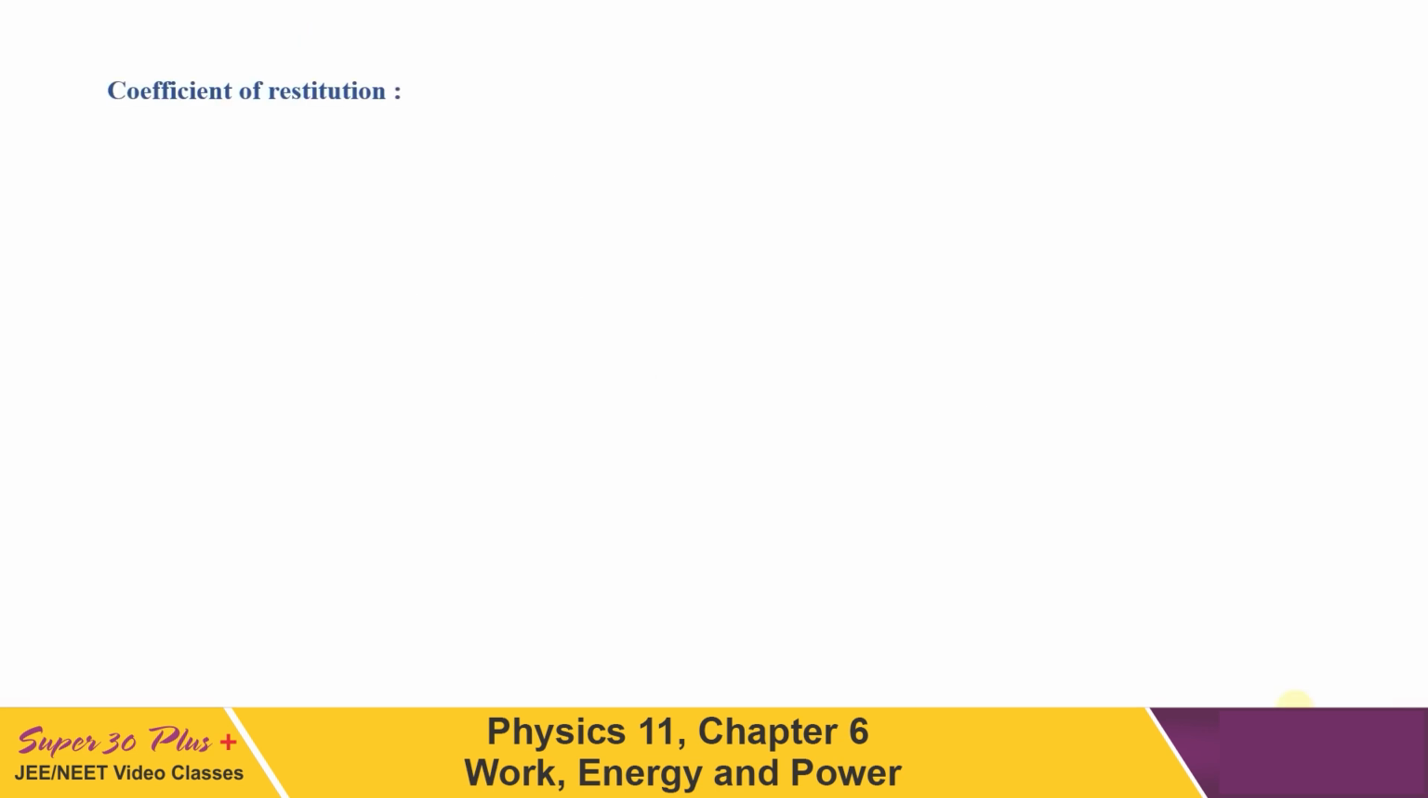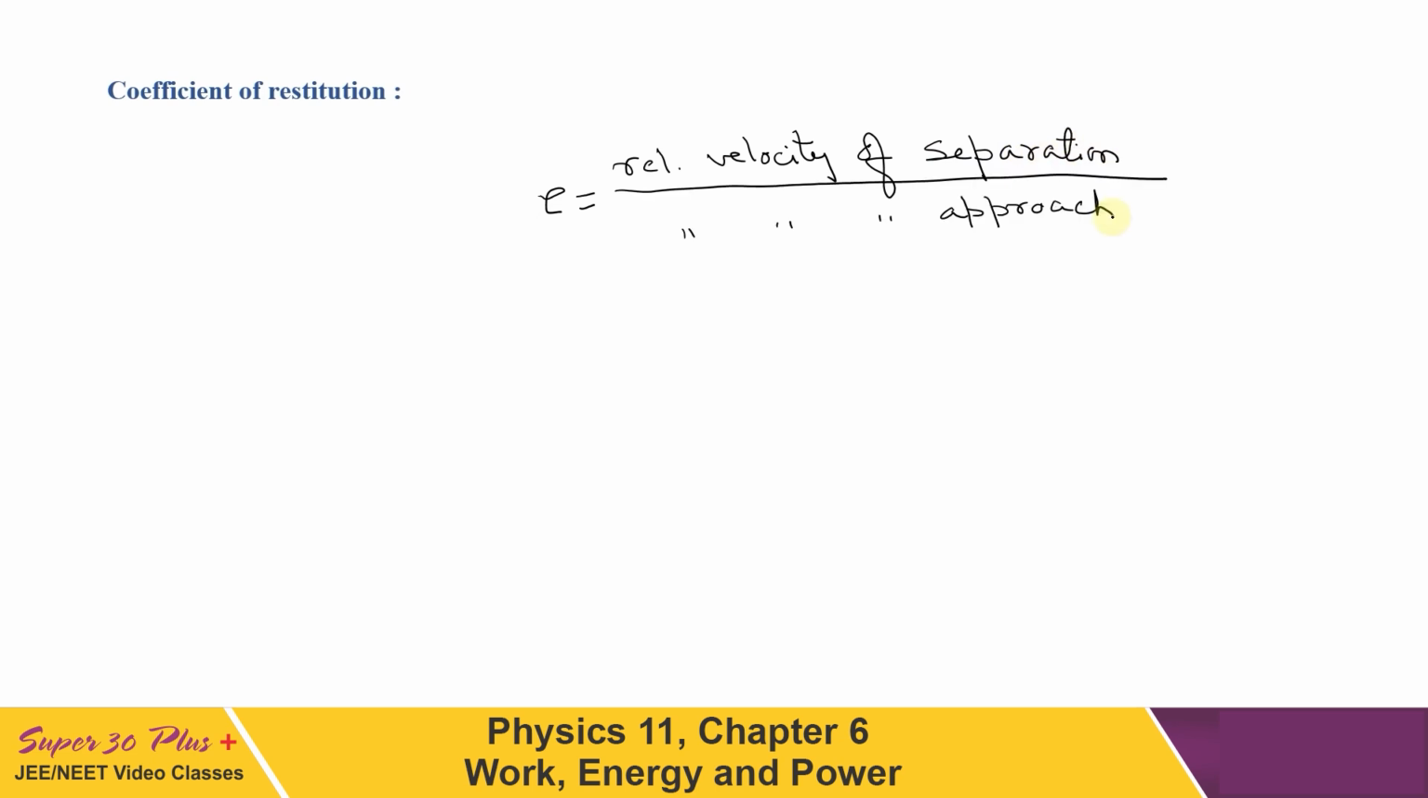Now we can completely understand what the coefficient of restitution is, because it can be defined as relative velocity of separation upon relative velocity of approach. This is how we define the coefficient of restitution. And as I discussed earlier, for a practical collision this e should be in the range 0 to 1. It can never achieve 0, never achieve 1. It has to be in this range.